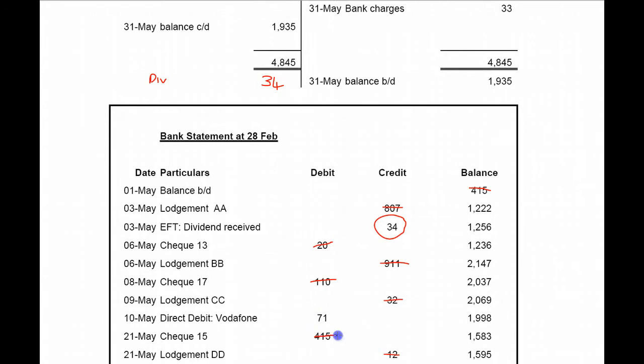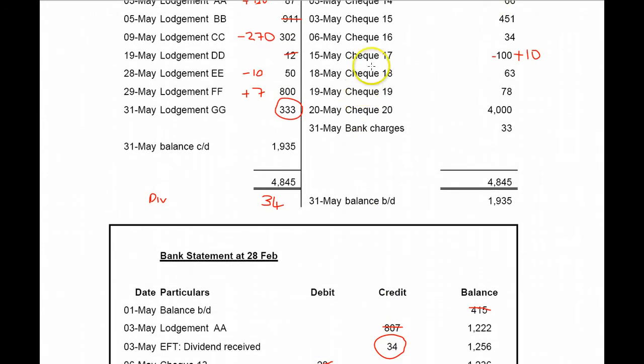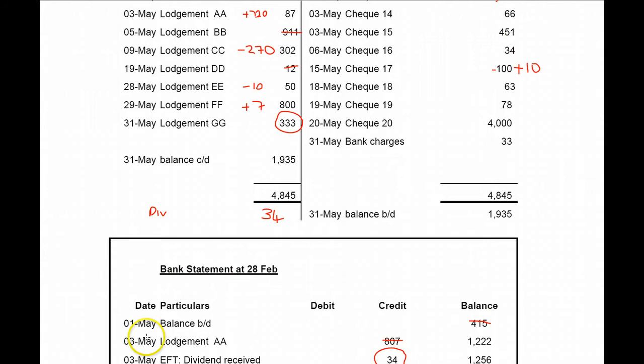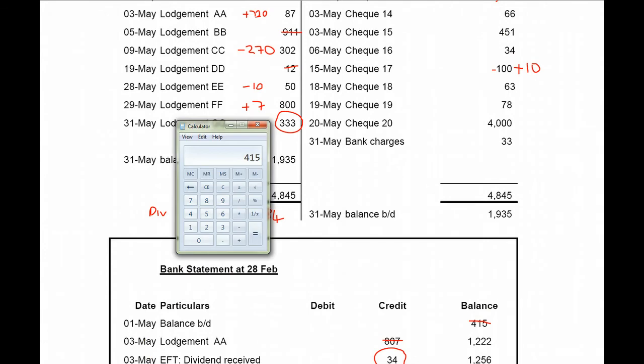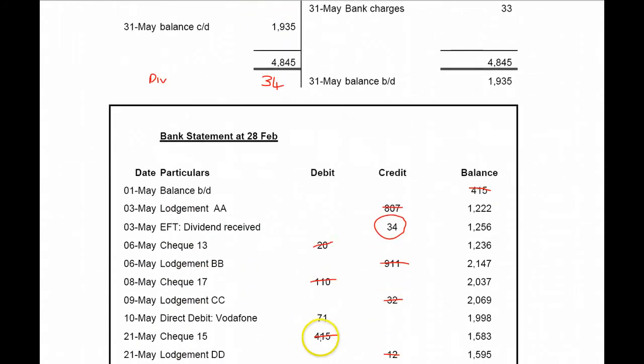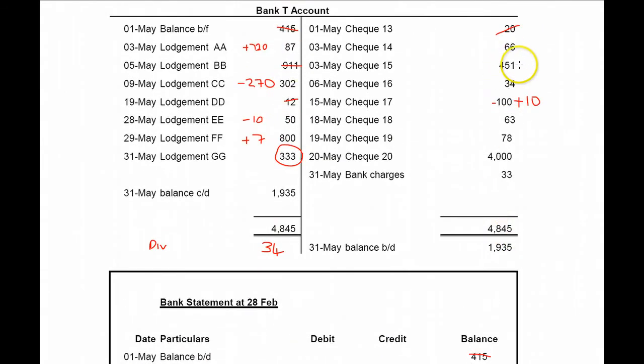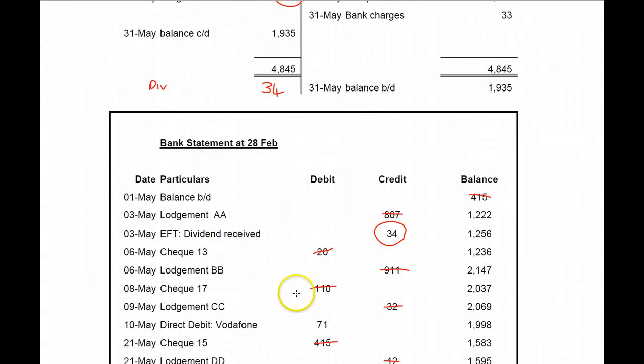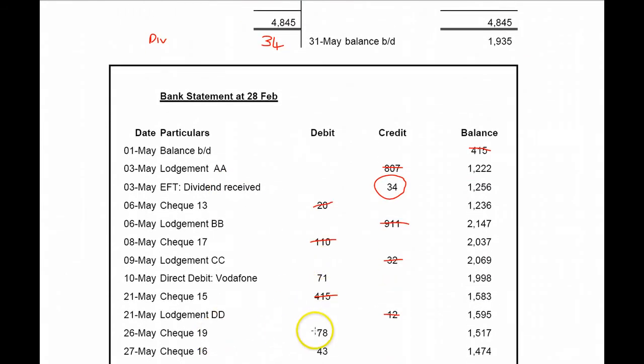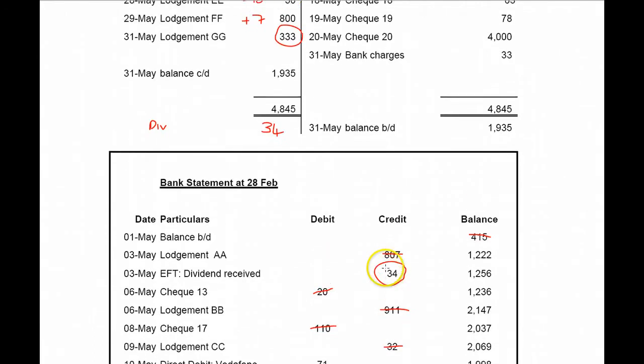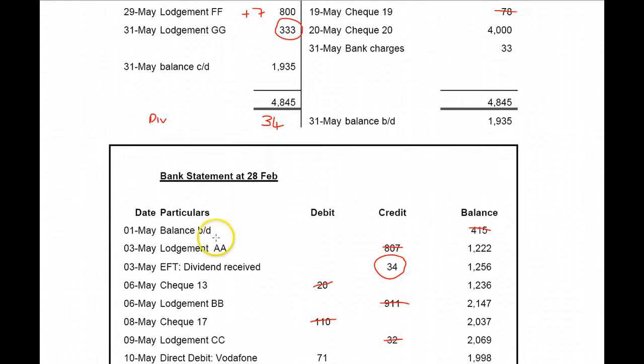Check 15 is 415 versus 451. So the difference between 451 and 415 is 36. So it should have been 415, it was 451, so that needs to go down by 36, because we assume the bank statement is right. So I'm going down along here and crossing off everything. Check 19 is 78. Check 19 is 78, they match.